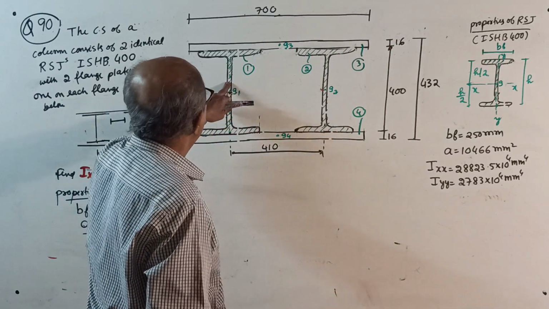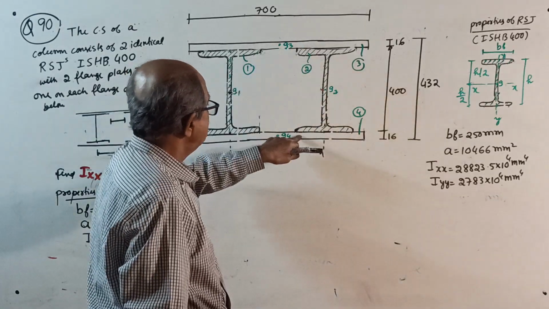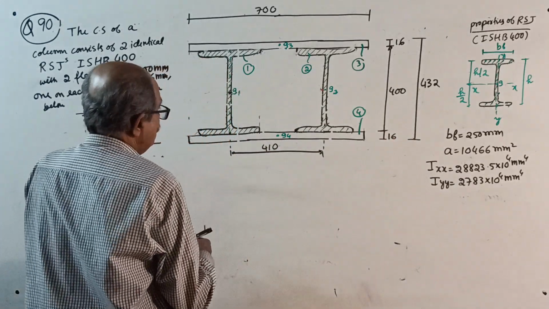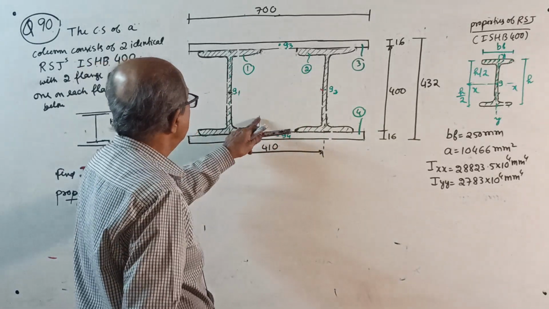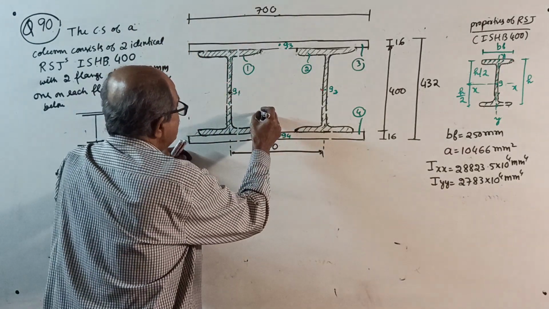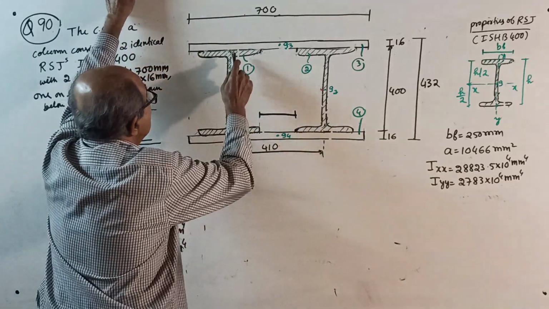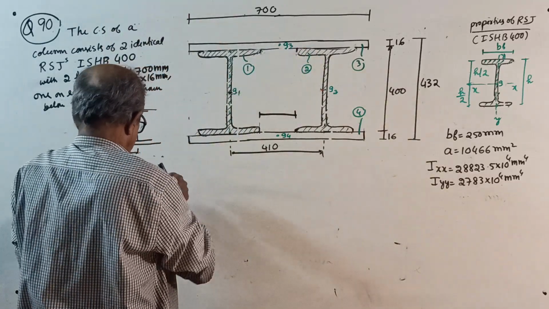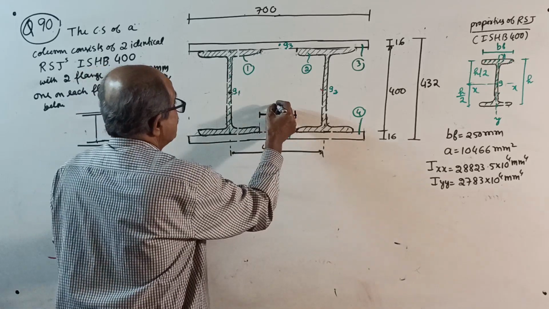Now, correctly mark. This RSJ will be 1, this RSJ 2, this rectangle 3, this rectangle 4. Properties are given. The clear distance is not required now. If you want the clear distance, from 410 subtract 250 by 2, and subtract 250 by 2 again. So 410 minus 250 by 2, two times, will give 160.